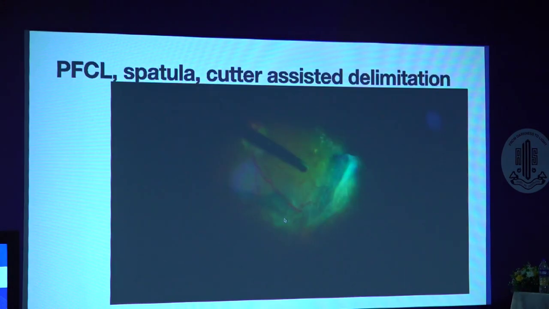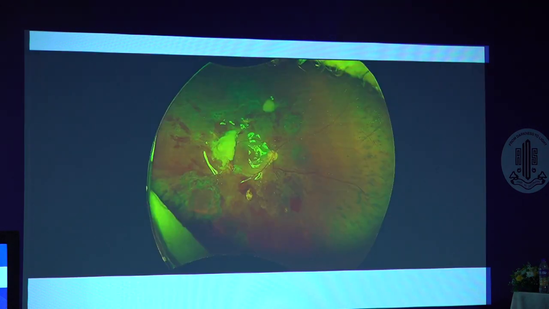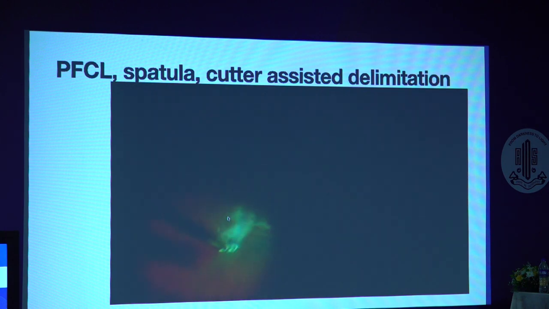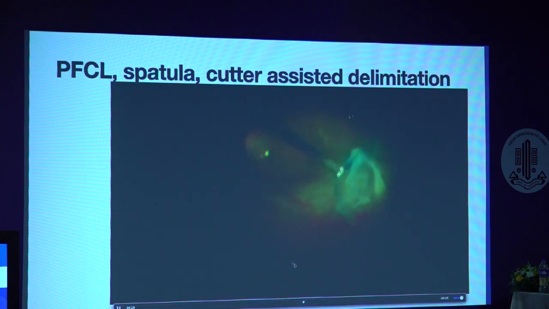This is the post-surgery appearance of this same patient, and PFCL, spatula and cutter assisted delamination is the best way to handle these complicated membranes. And when you cannot get behind the membrane from posterior to anterior, you can try from anterior to posterior, if there is a space in that direction, and then go ahead.